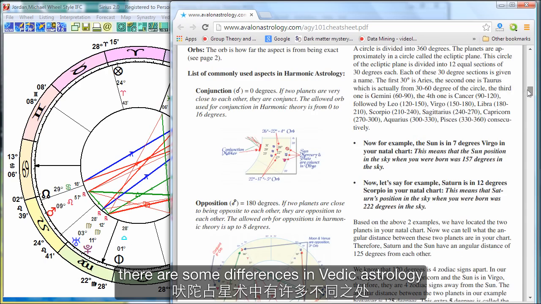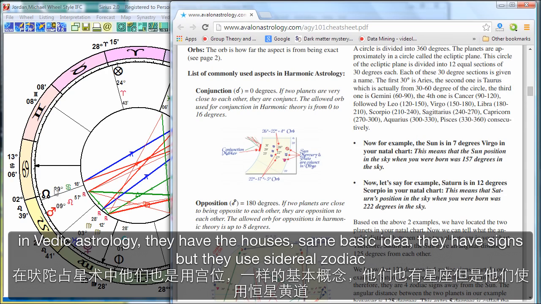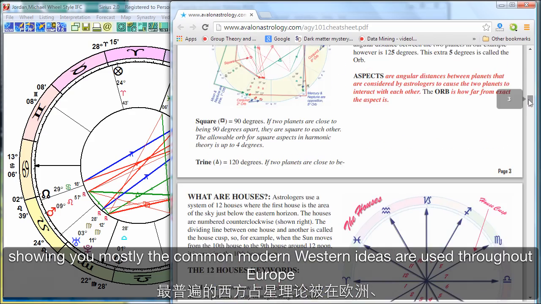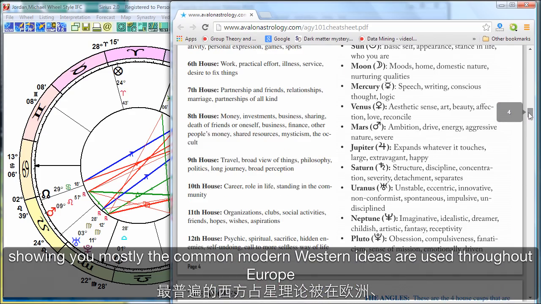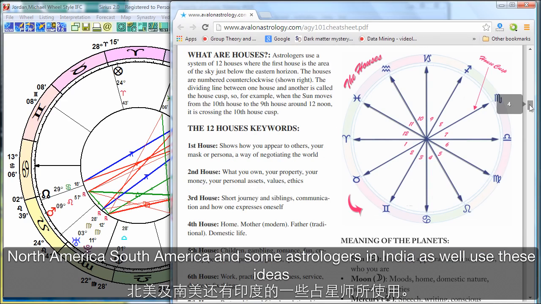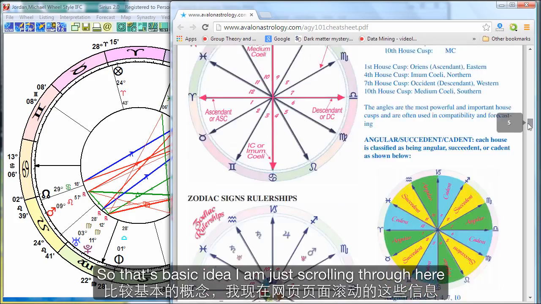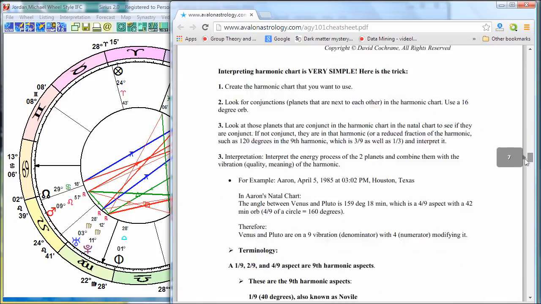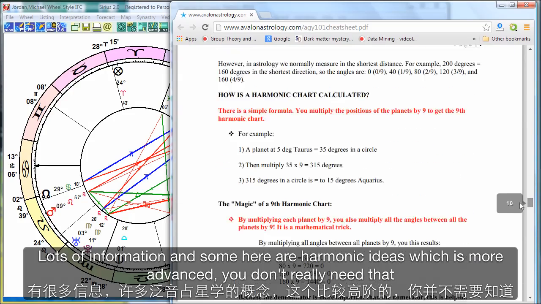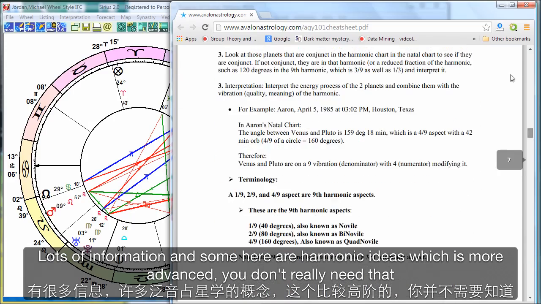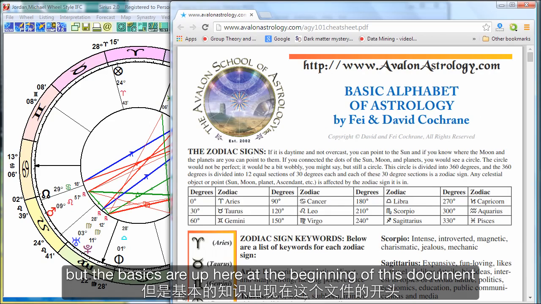There are some differences in Vedic astrology. In Vedic astrology, they have the houses, same basic idea. They have signs, but they use a sidereal zodiac. Vedic astrology is the astrology in India. And their aspects are different. So I'm showing you mostly the common modern Western ideas that are used throughout Europe, North America, South America, and some astrologers in India as well use these ideas. So that's the basic idea. I'm just scrolling through here. Lots of information, and some here on the harmonic ideas, which is more advanced. You don't really need that. But the basics are up here at the beginning of this document.